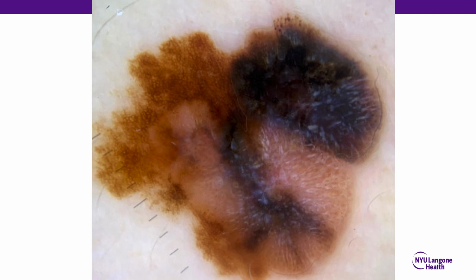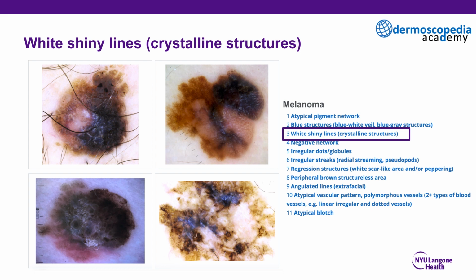In this melanoma, on the right side of the lesion, we see white shiny lines at perpendicular angles to one another. These are white shiny lines or crystalline structures. These can be seen in all of the 4 images on the screen here that are all melanomas. These are particularly seen in invasive melanomas.